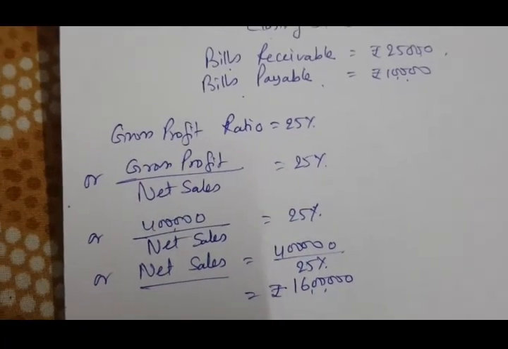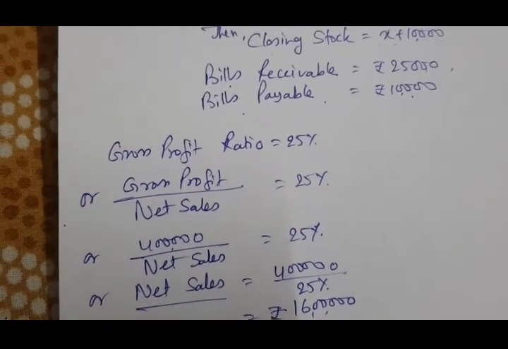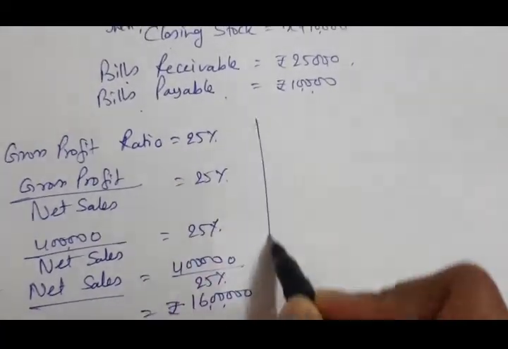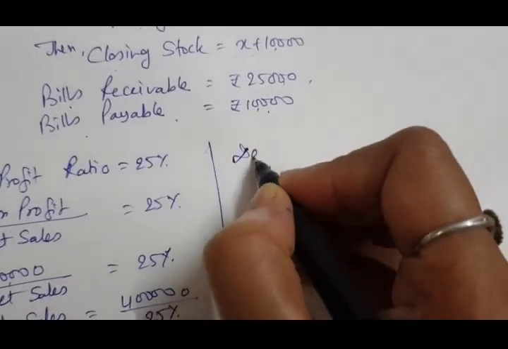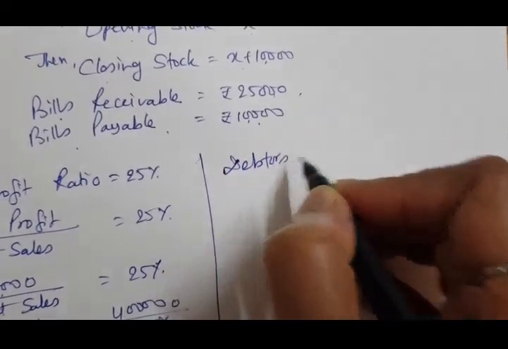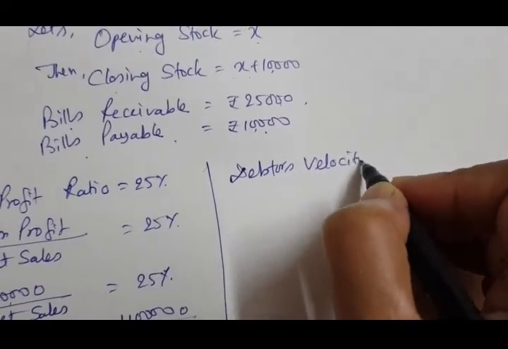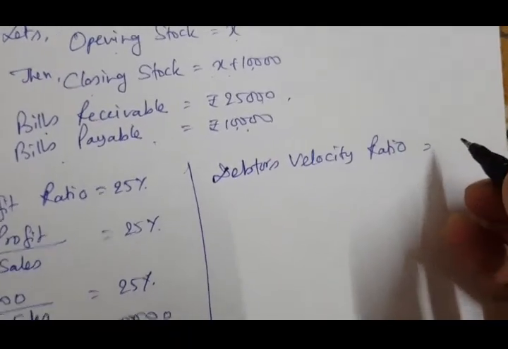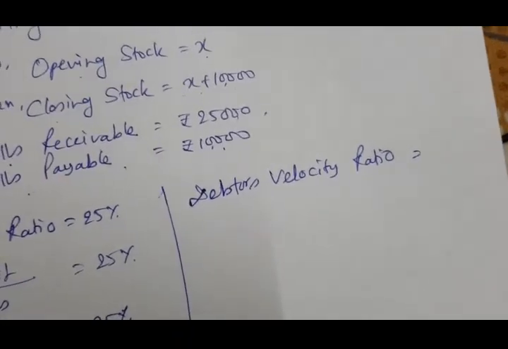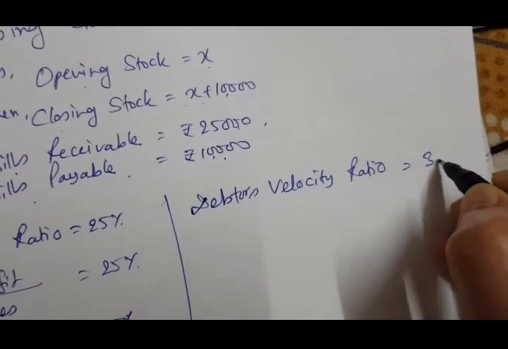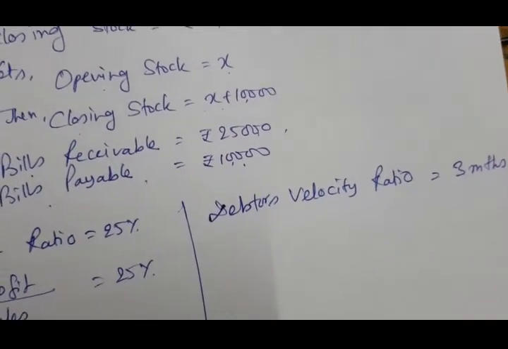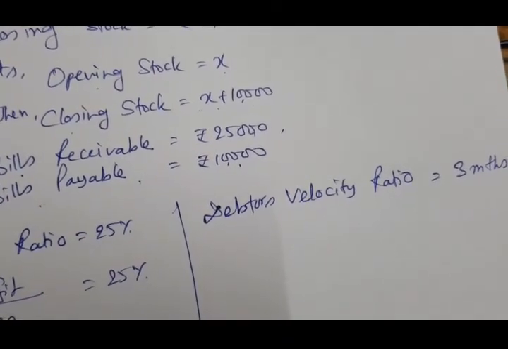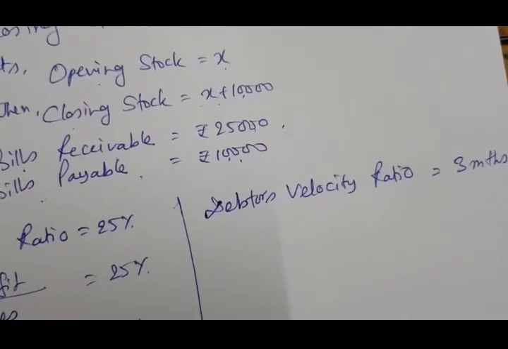Another thing I just told you, it has been given as debtors velocity ratio. So let us now compute the same. Debtors velocity ratio, as I said, it should be in months. It is given as 3 months. Now let me tell you the formula for the same.